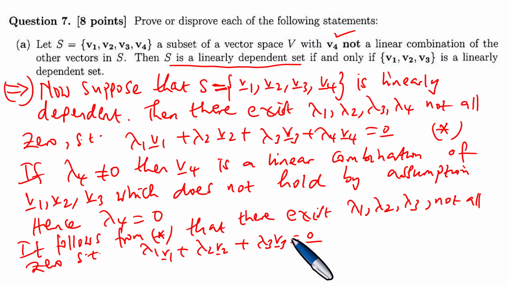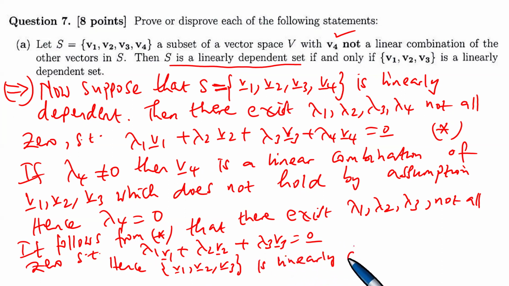That is if we take lambda 4 to be 0. So in other words, hence lambda 4 is 0. If lambda 4 is 0, then we have 3 summands, and with the 3 summands, this is equal to 0. Hence V1, V2, V3 is linearly what? Dependent. It's linearly dependent.